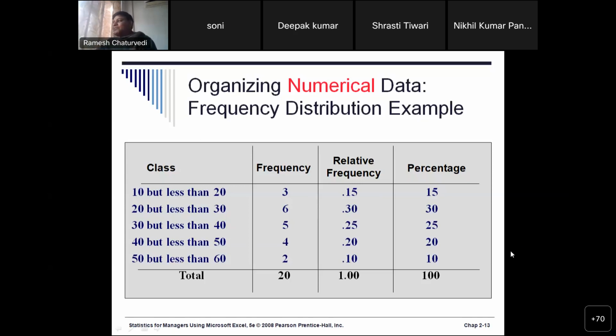Relative frequency is calculated on 1 and percentage is calculated on 100. Percentage divided by 100. Frequency of the class interval upon total frequency.